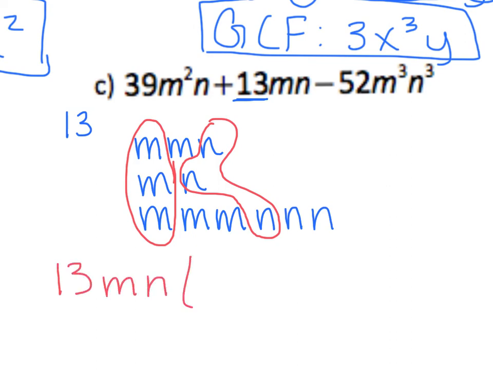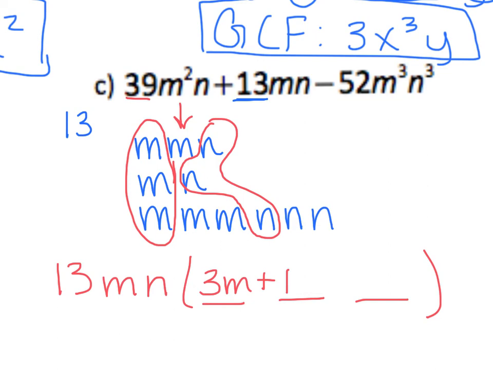And then what's left over? So I know I've got to fill in 3 blanks. 13 times 3 gets me back to 39. And there's just 1 m that I haven't used in that group. For the second term, 13 times 1 gets me back to 13. And I circled both the m and the n, so the second term is just a 1.